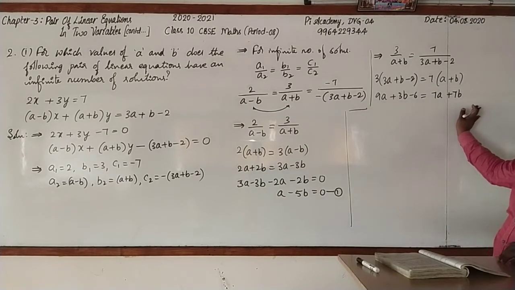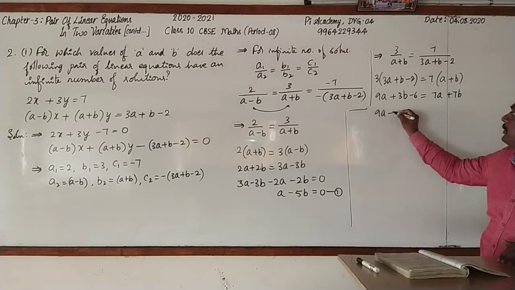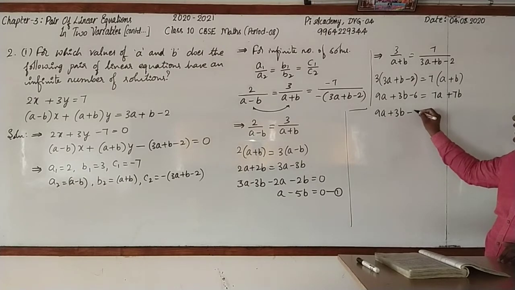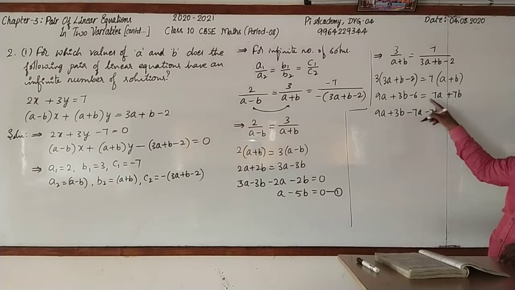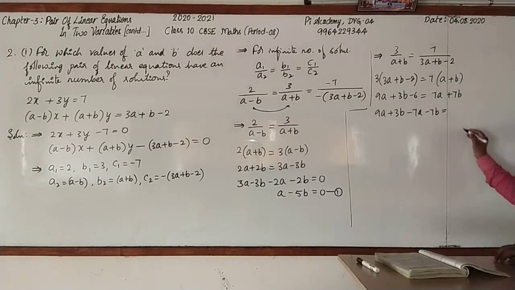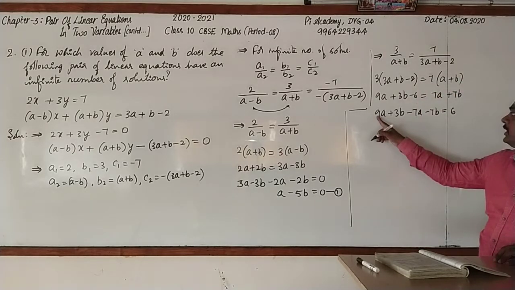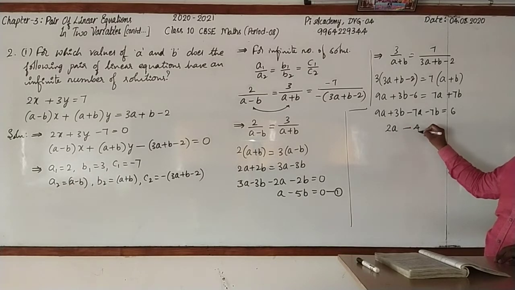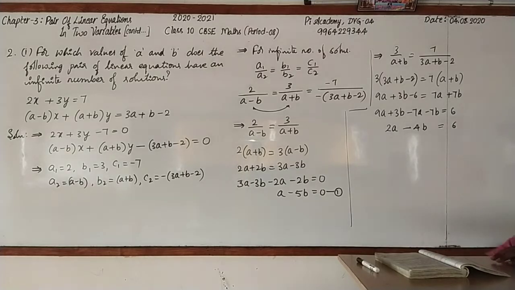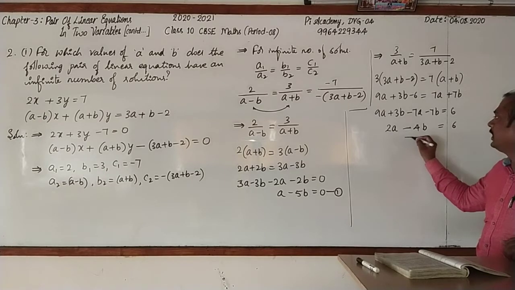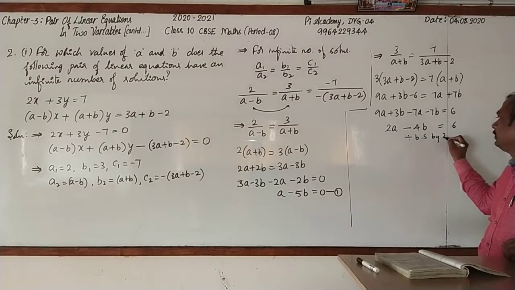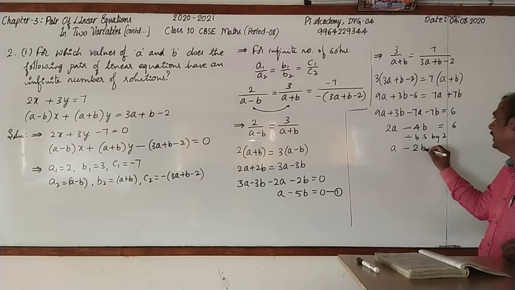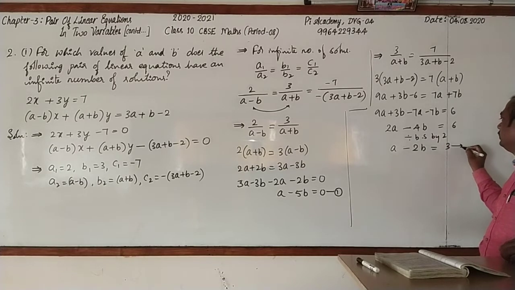Next, transfer all the terms to the left hand side. 9a plus 3b as it is. Then minus 7a minus 7b. It's equal to, transfer constant to the right hand side, it becomes plus 6. What is 9a minus 7a? 2a. 3b minus 7b. It is minus 4b equal to 6. Observe all the coefficients are the multiples of 2. Hence divide both sides by 2. It will be a minus 2b equal to 3. You may call it as equation 2.